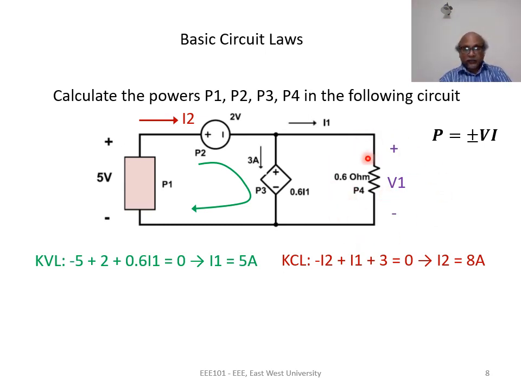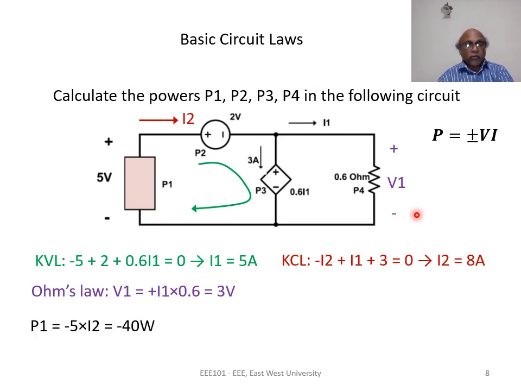0.6 ohms is a resistance. In a resistance, we can apply Ohm's law. And the current through this resistance is I1. If you look at the directions, I1 and V1 satisfy passive sign convention. So V1 is plus I1R. I1 is 5 ampere, R is 0.6 ohms. So V1 is calculated to be 3 volts. Okay. So we now have all the voltages and all the currents to calculate the four powers.